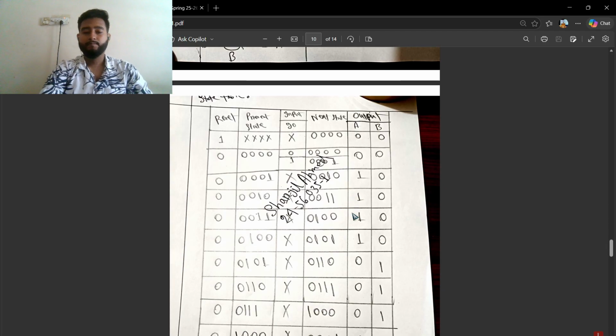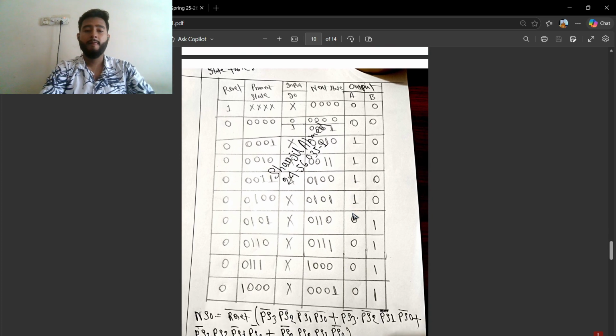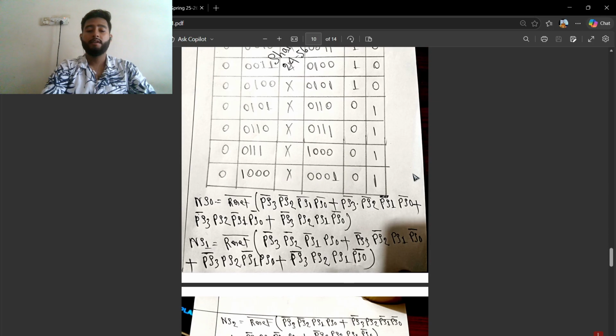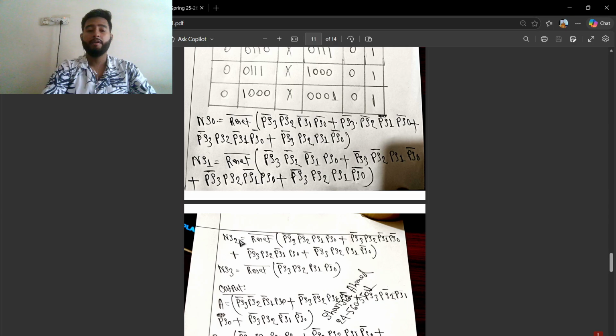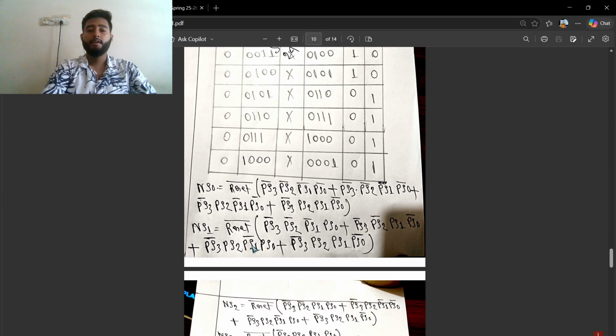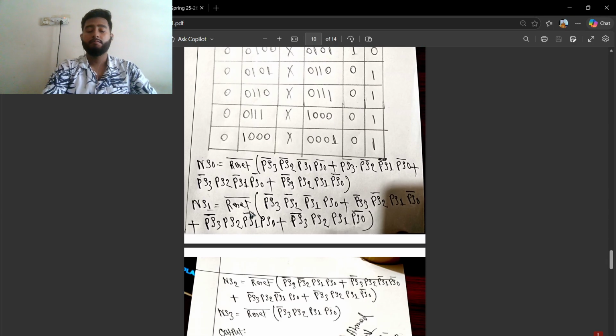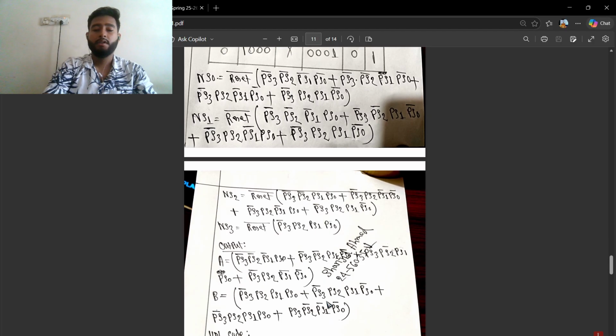Then this is the state table. Here we have reset and the present state, then the next state, then the output, just two outputs A and B. So this is the table. From this table we can get NS0 and NS1, and the two outputs A and B. So we get these equations, and from the equations we get our HDL code.